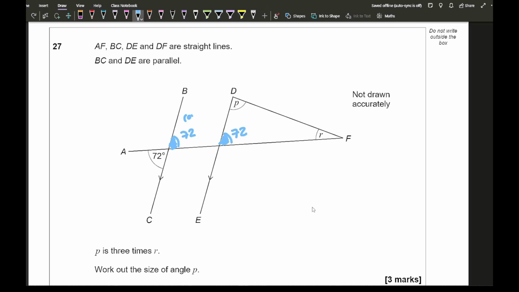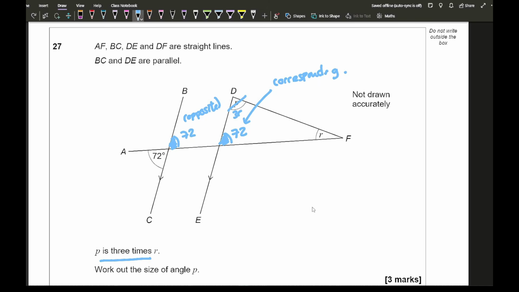So let me just write the reasons for it. This is opposite, and this angle is 72. Why? Because it's corresponding. In other words, it's like an F angle. Then to work out the angles of the triangle, we've been told that P is 3 times R, so I can scrap this and write 3R instead.